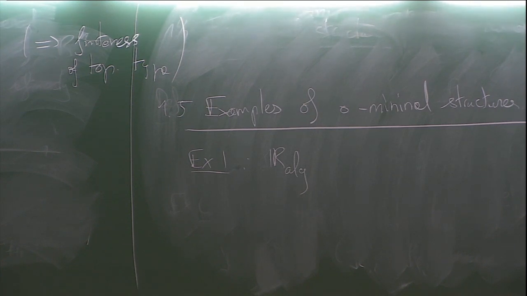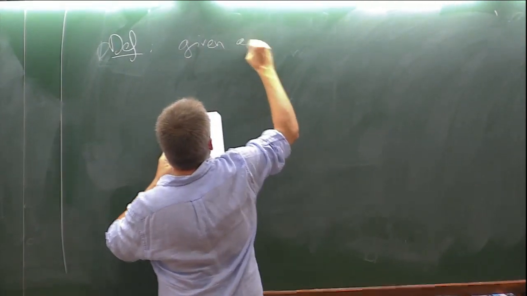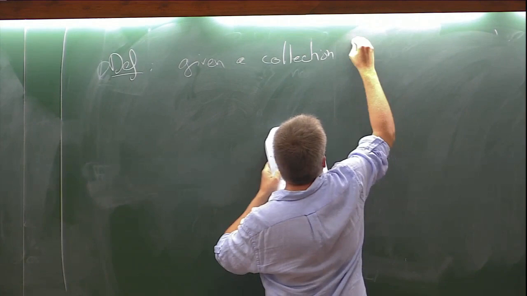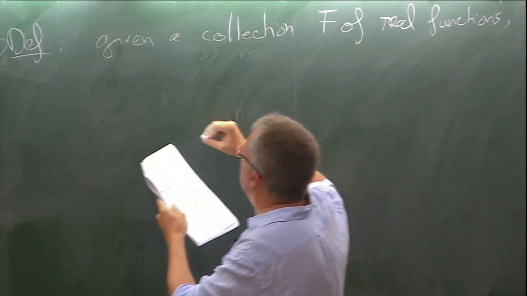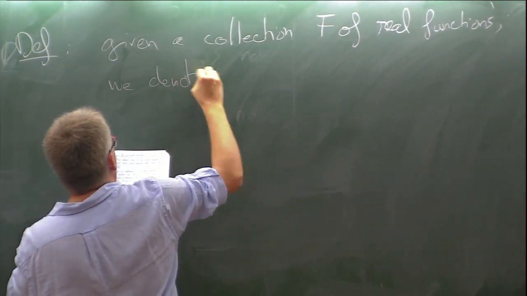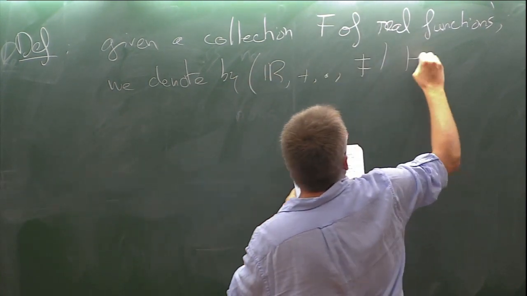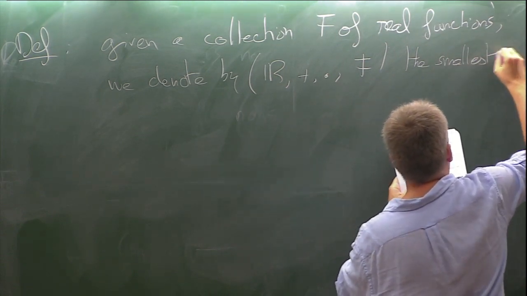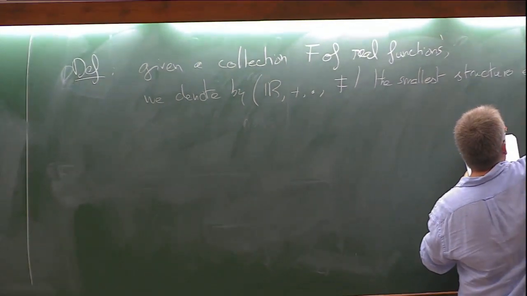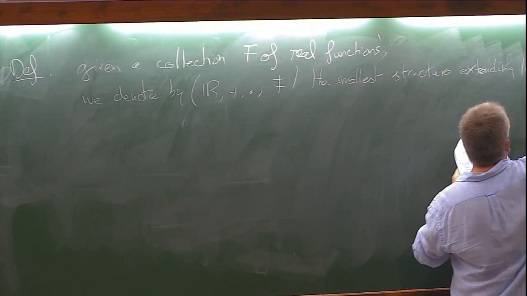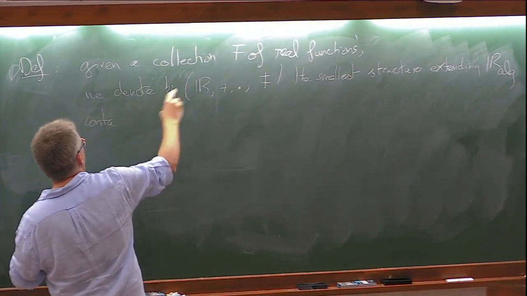And so it will be useful for the description of the structures. So given a collection F of real functions, we denote by R_F the smallest structure extending, well, anyway, you know that you will always have the semi-algebraic sets, so you extend this one, and containing the graphs of those functions.